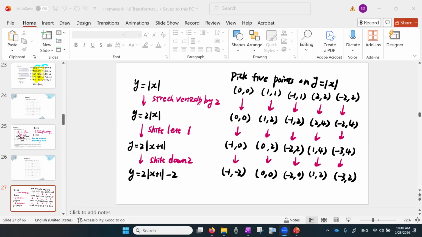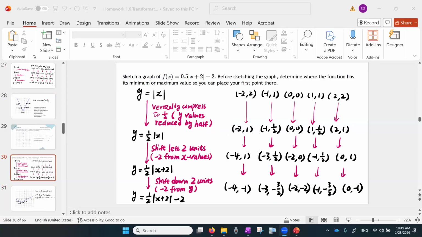Here, stretch vertically by 2. Since here is the plus 1 to x, shift to the left 1. Since here is the minus 2 from the entire function, we go down by 2. Pick 5 points on the parent function, and correspondingly, those 5 points would change. That means those 5 points are on the daughter function. Use those 5 points and you would be able to draw the graph of the daughter function. They are very similar. You just need to practice.